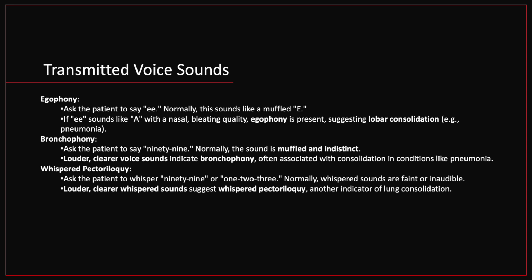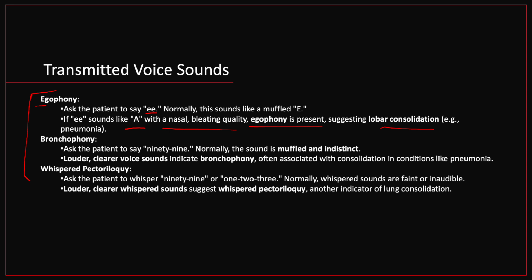All right, so transmitted voice sounds is an assessment that you don't really ever see preoperatively for anesthesia, but it is important to know how to do. There won't be any specific test questions over this, but I want you guys to review it. Egophony, you're going to ask the patient to say E. It's easy to remember. Normally it sounds like a muffled E, but if it sounds like an A with a nasal bleating quality, then egophony is present. This suggests lobar consolidation or pneumonia.